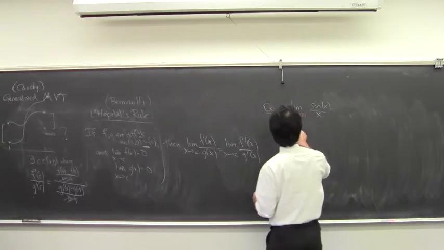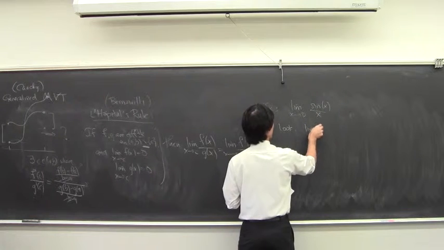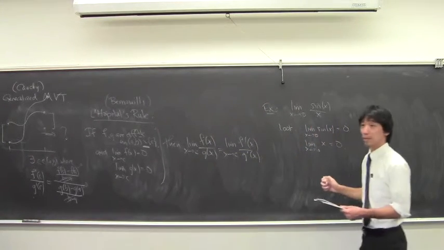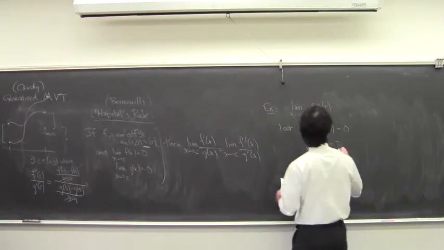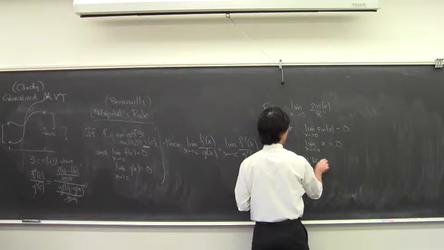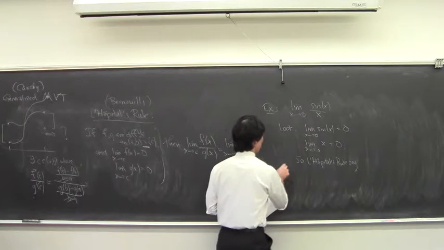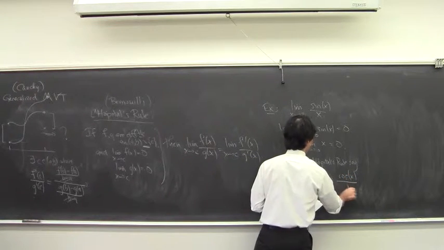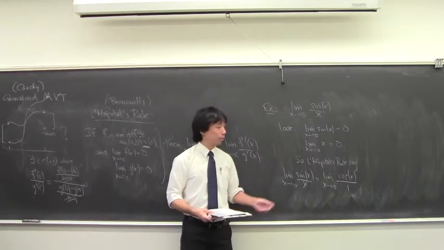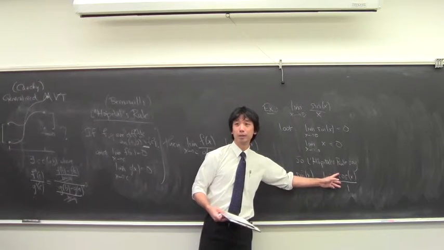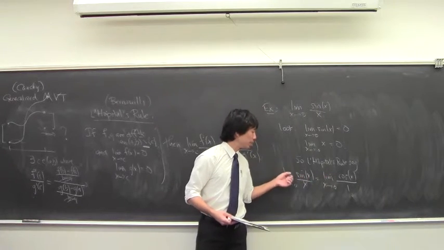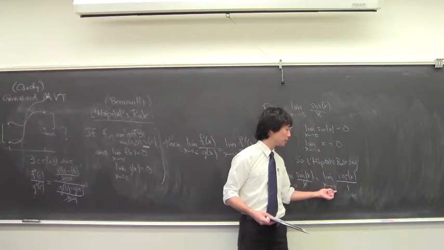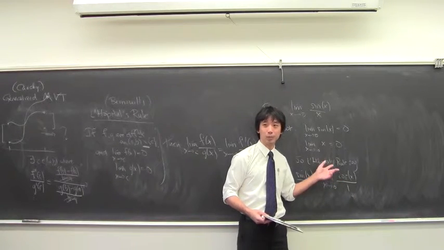You say, well, look, L'Hopital's rule says the limit of the top is 0, and the limit of the bottom is 0. So L'Hopital's rule says that the limit of this is the limit of the quotient of the derivatives. The derivative of the top is cosine. The derivative of the bottom is 1. So you just say the limit of f over g equals the limit of f prime over g prime. And as x goes to 0, what happens to cosine? It becomes 1, okay? So you get 1.